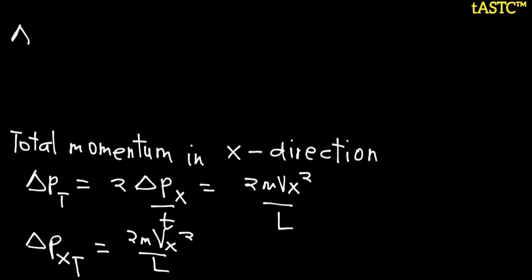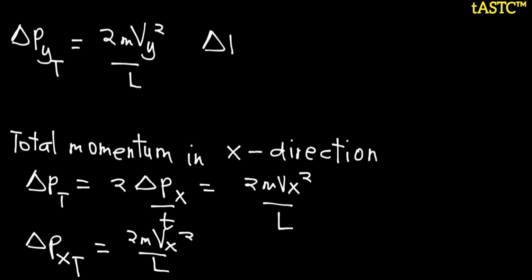So let us write it in the y direction. In the y direction, that should come off pretty simple. This will be 2m vy squared divided by L. If you wanted to have it in the z-axis, that is going to be the change in the momentum with respect to the z direction. And that is going to be 2m vz squared divided by L.